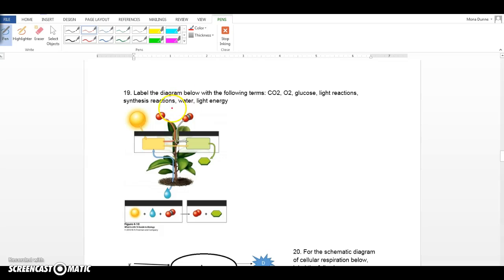All right, guys, let's look at number 19 here. This is a schematic diagram of photosynthesis. So we're going to first label the light reactions right here. And then we'll go ahead and label the second part here, which is the synthesis reactions.